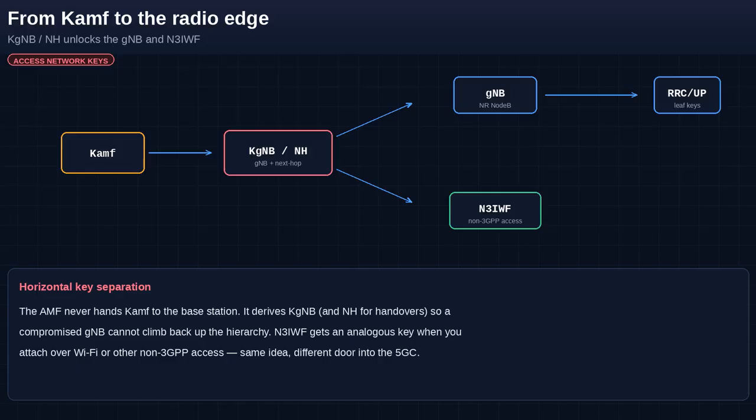KgNB is what the serving gNB actually uses as the parent for radio interface keys. NH is the forward security fuel for handovers. We will use that in the mobility example.